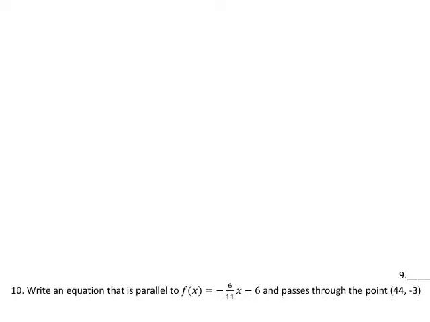Alright, in number 10, we want an equation that's parallel to f of x equals negative 6/11 x minus 6. Alright, so for a parallel line, we want the slope to be the same. So we know the slope will be the same, negative 6/11. But we notice as well that it's going to pass through this point, 44, negative 3. Alright, so in number 9 we used point slope in order to find the equation. In this case, since we have the slope, let's just go ahead and use the formula for y-intercept to solve for that. Then we'll just write slope-intercept form.